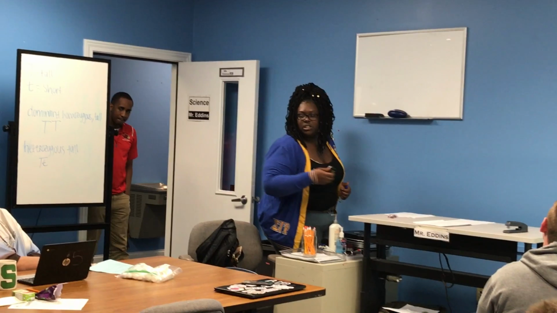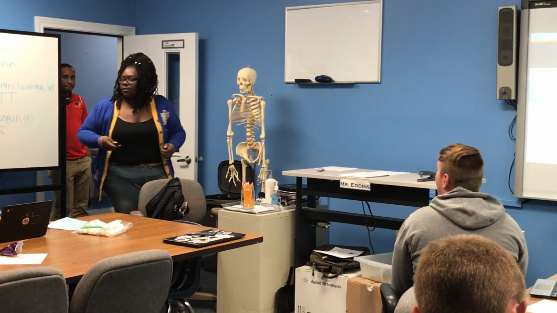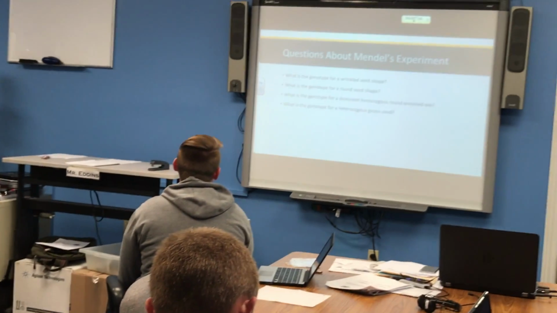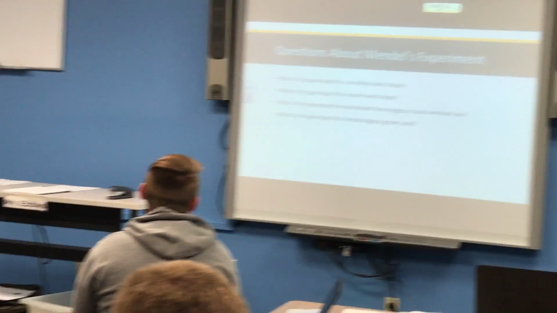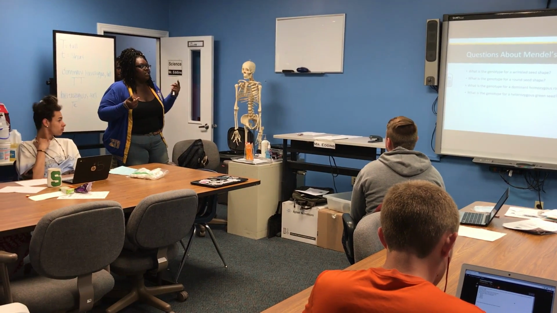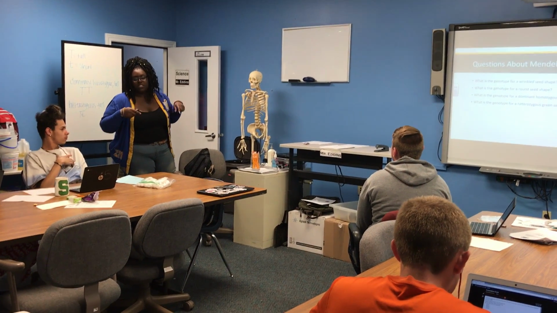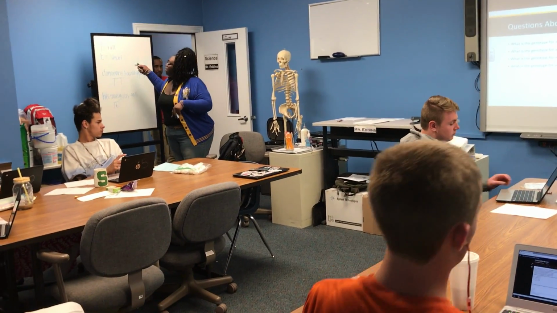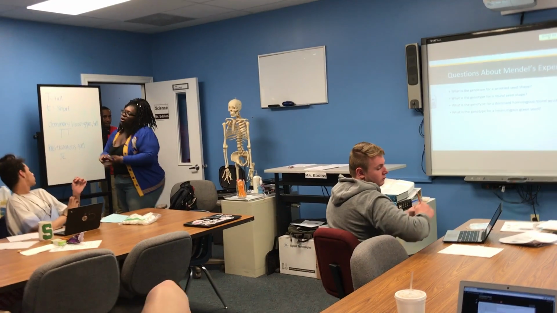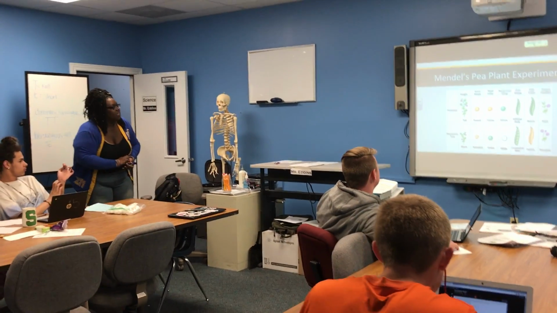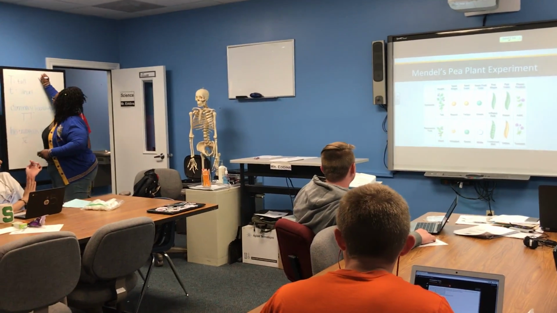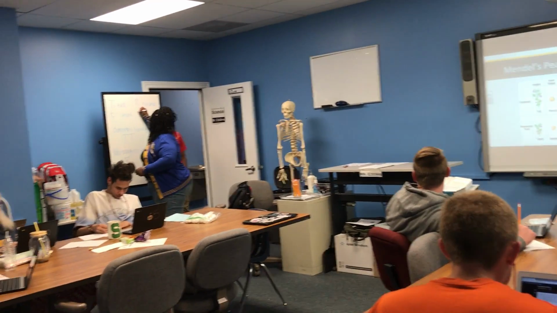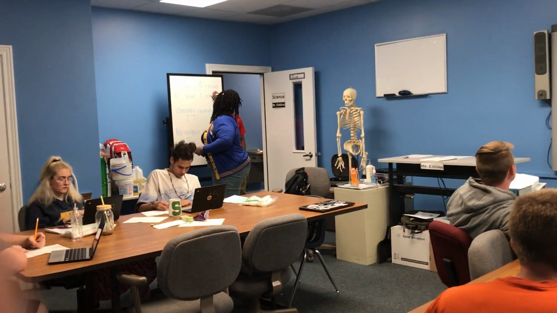So on your sheet of paper, we're going to do a quick concept check. The first question will be, what would the genotype be for a wrinkled seed shape? And remember, the genotype is the letters. So for this situation, we'll use capital R for round and a lowercase r for wrinkled.